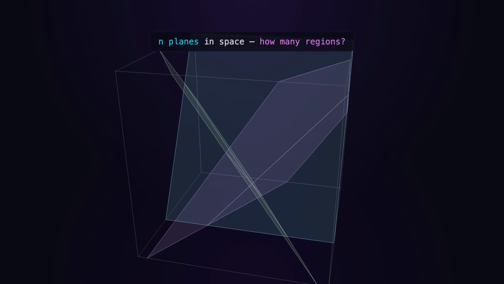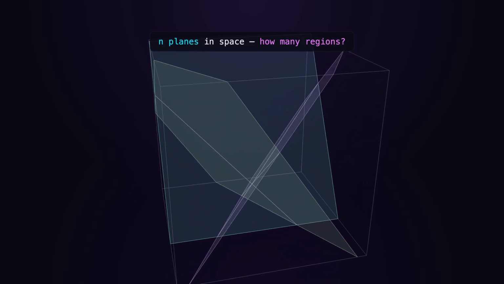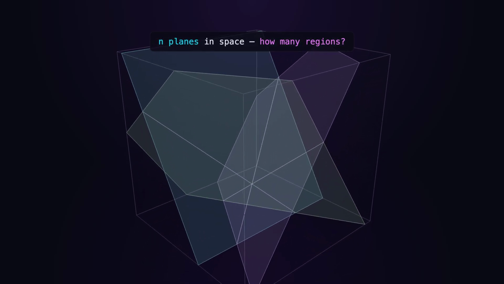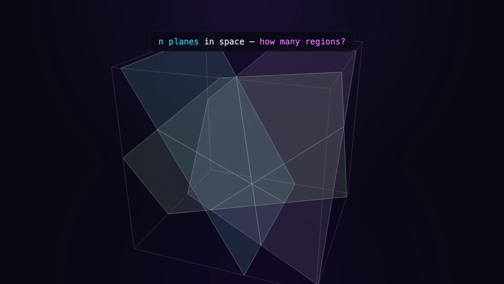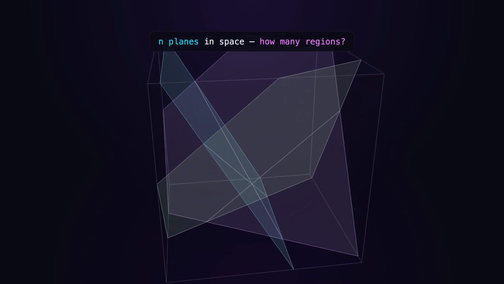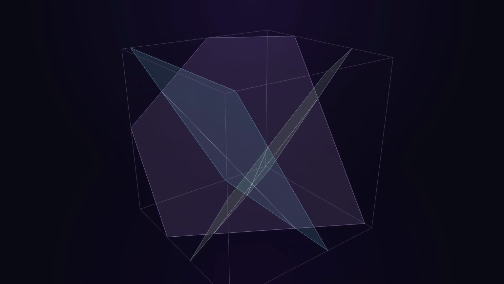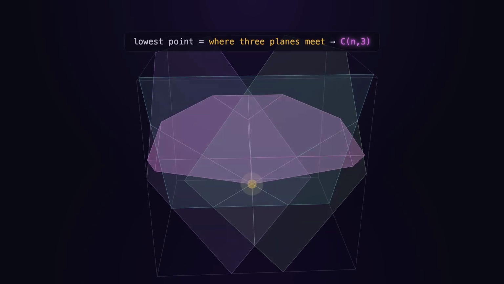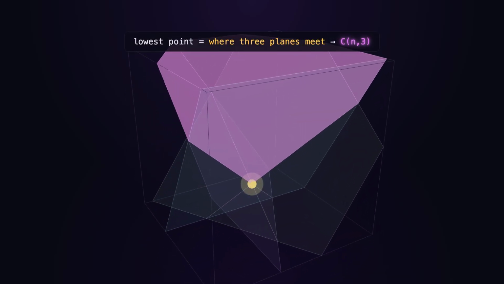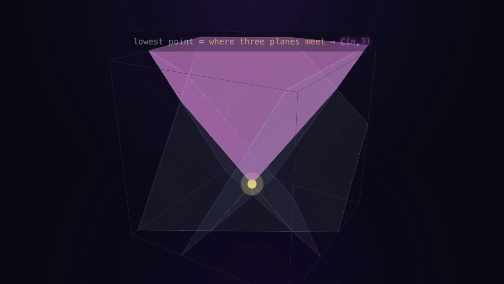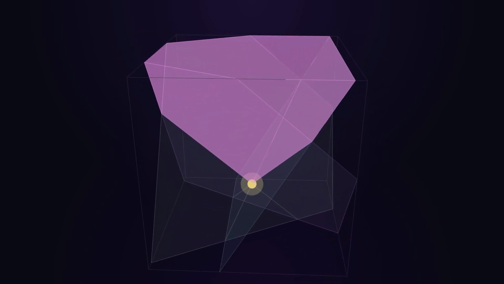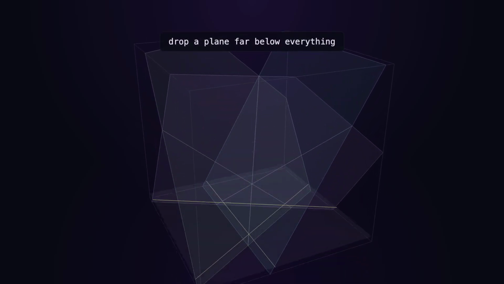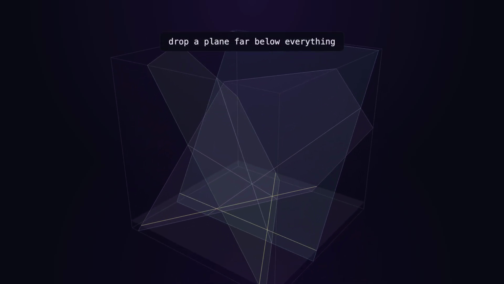So slice 3-dimensional space with n planes. No 2 parallel, no 3 sharing a line. How many regions now? Same 2 moves. A region's lowest point sits where 3 planes meet. That's n choose 3. For the regions that fall off the bottom forever, drop a plane below.